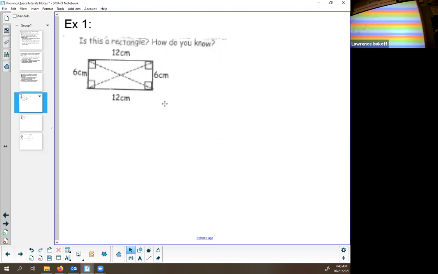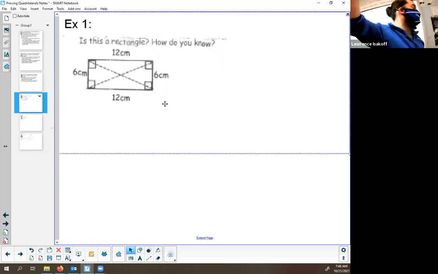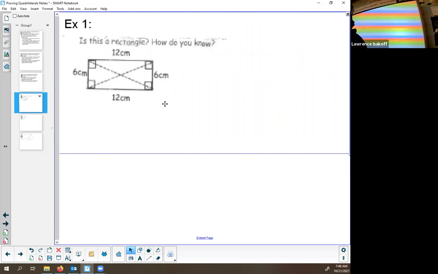Yeah, okay, so opposite sides are equal. I got 12 and 12 here, 6 and 6 here. So yeah, opposite sides are equal. One piece of evidence. What's our other piece of evidence? Because that applies to both a rectangle and a parallelogram. What's the other thing that helps distinguish it as a rectangle? The angles are all right angles.